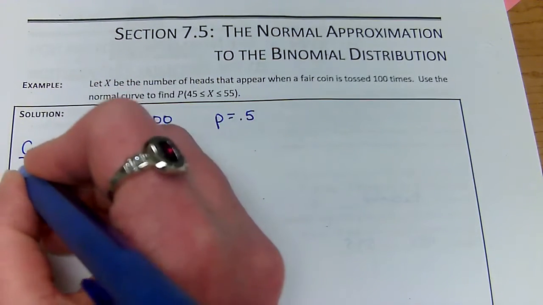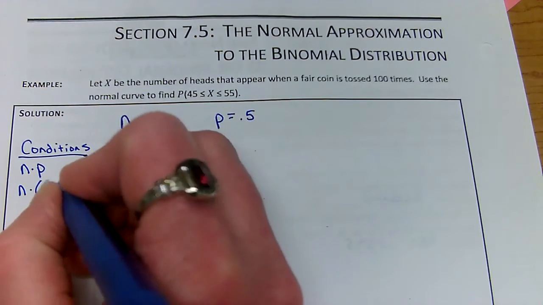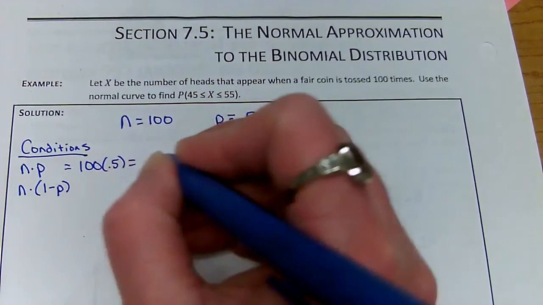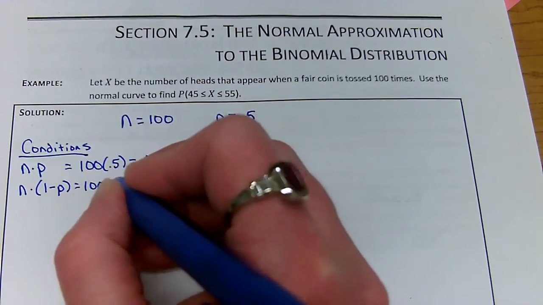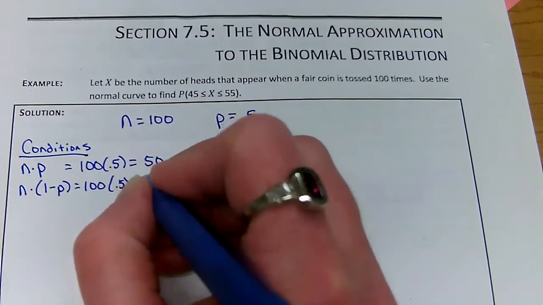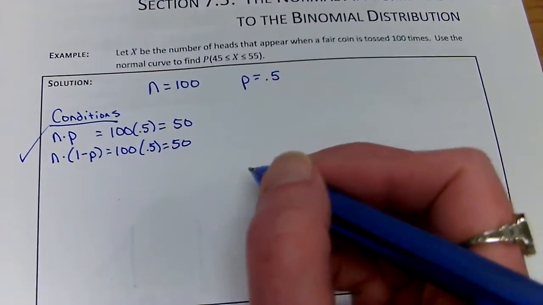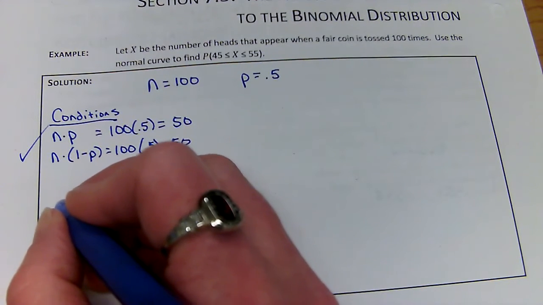To check our conditions, we're going to check n times p and then n times 1 minus p. So that would be 100 times 0.5. Well, that's 50. And 1 minus 0.5 would still be 0.5. So 50. Both of those are bigger than 10, so we're good. Now, that means we're approximately normal.